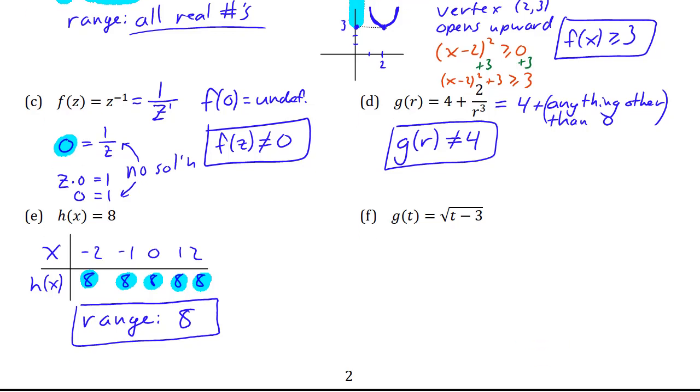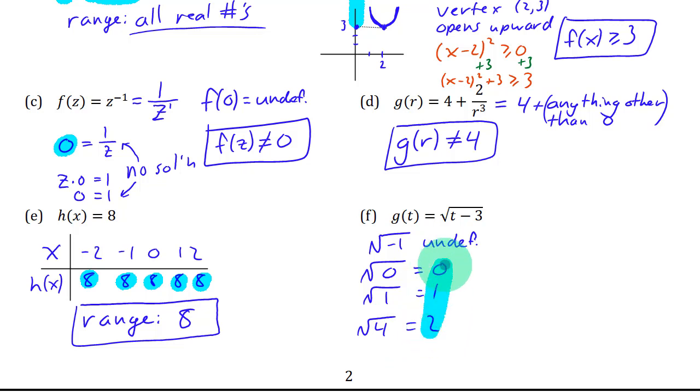How about this one? This is the square root of t minus 3. Well, let's think. What kind of results do you get from square roots? If you do the square root of negative 1, square root of a negative is undefined. You can do the square root of 0 and get 0. You can do the square root of 1 and get 1, or the square root of 4 and get 2. So the outputs of square roots are always greater than or equal to 0.